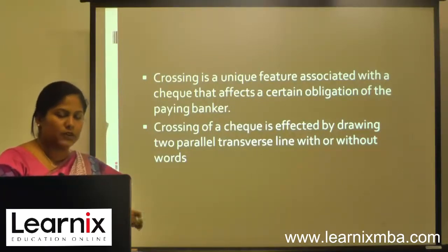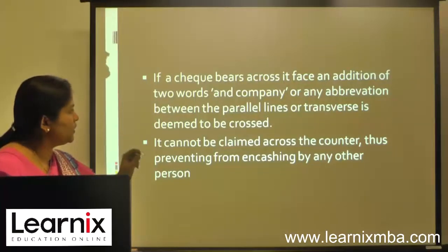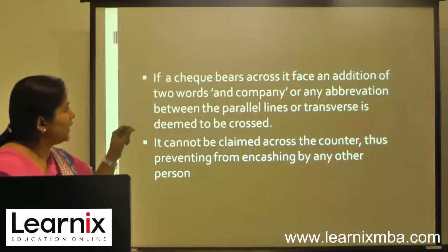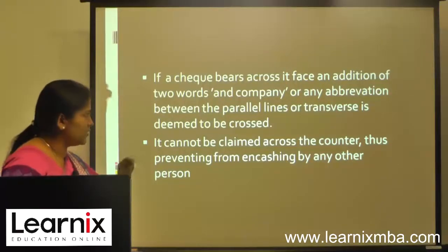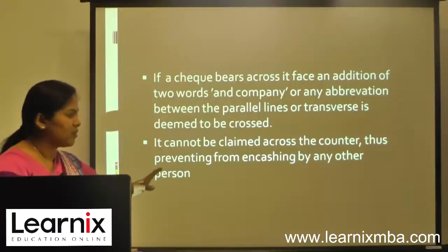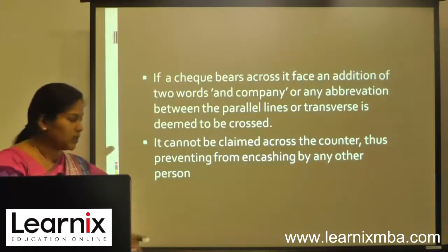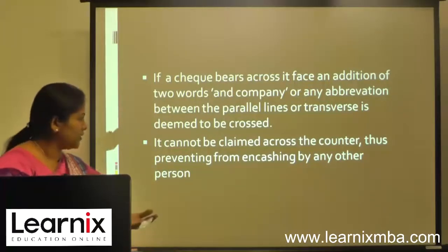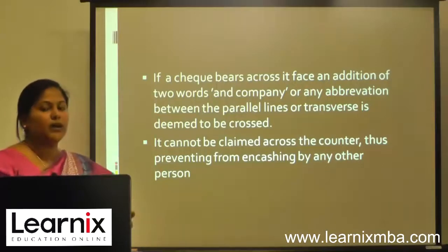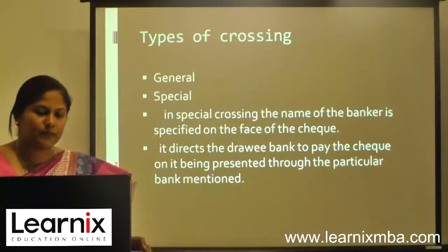Sometimes you can write account payee or anything in between the lines, but you can even simply draw two parallel lines. If a check bears across its face the words and company or any abbreviation between the parallel or transverse lines, it is deemed to be crossed. It cannot be claimed across the counter, whereas in an open check you can claim across the counter, but a crossed check you cannot, thus preventing it from getting into the hands of any wrong person.